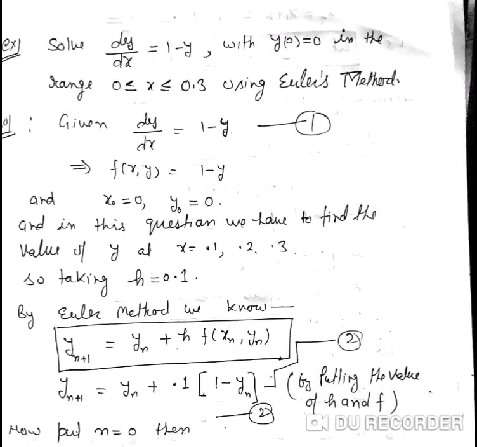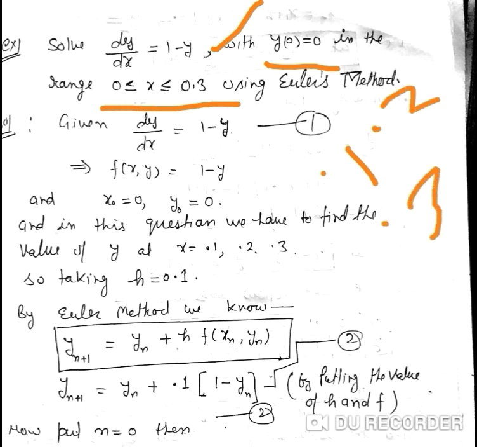Okay, let's solve a question on this topic. तो suppose dy/dx is equal to 1 minus y, this is the question, and the initial condition is y0 is equal to 0 in the range x lies between 0 to 0.3. That means we have to find the value of y at x is equal to 0.1, 0.2 and 0.3. इस लाइन का मीनिंग है we have to find the solution at 0.1, 0.2, 0.3.